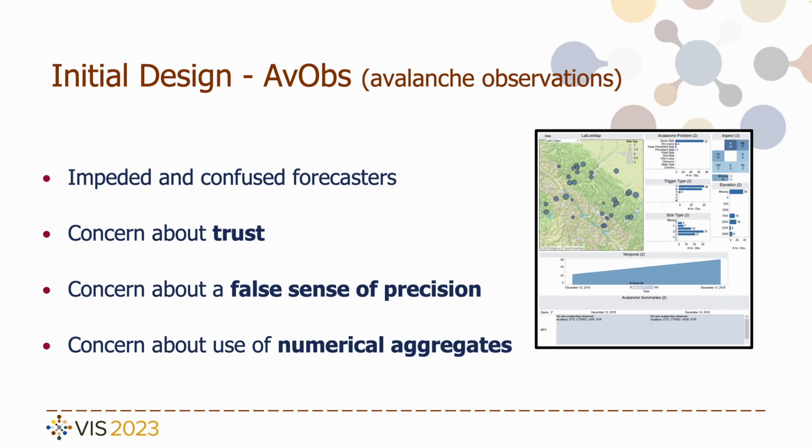But it turned out that forecasters found these visualizations to be confusing and an impediment to their work. They felt that they couldn't trust them. They were concerned that visualizations conveyed a false sense of precision about patterns in the data. And they were concerned that numerical aggregates would hide important distinguishing details about individual reports that might have bearing on what the broader patterns in the data are and how they can be interpreted.